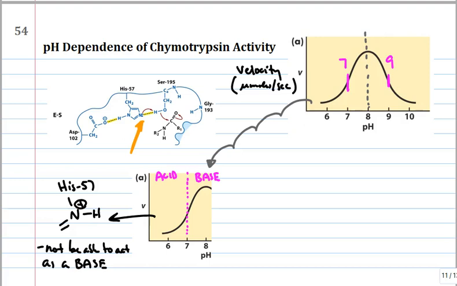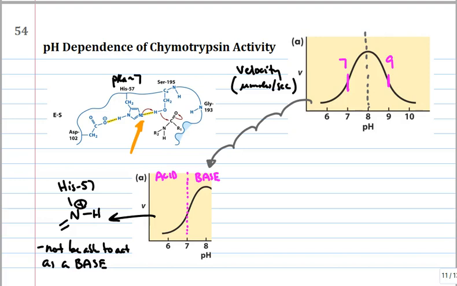And at pH below 7, there's not much activity according to our plot. So we know histidine 57 is responsible for this, and its pKa is right at 7 here. And we know in water it's 6, so the fact that it's 7 is not a big surprise to us.